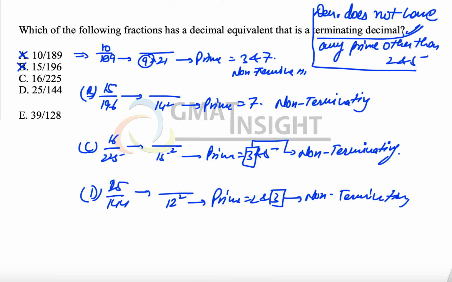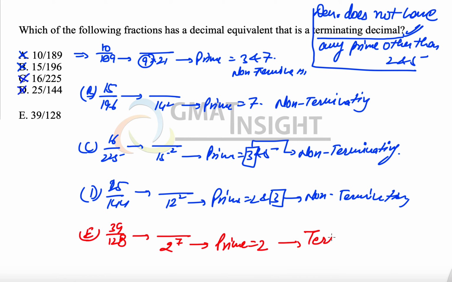Now let's look at the last option. Anyway, we have crossed off the other 3 options. That means the answer certainly is going to be option E. Yet let's check it. Option E says 39 over 128, and 128, if you see, is 2 raised to the power 7. That means the only prime factor that we have in the denominator is 2. That means it has to be terminating, and that has to be our correct answer, option E. So option E becomes our answer.